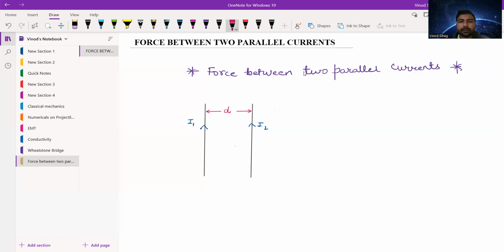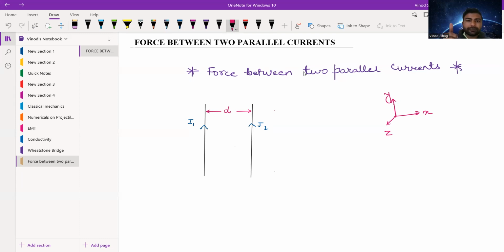So here we are going to take the coordinate axis like this: x, y, and z. As per the right hand thumb rule, the direction of magnetic field due to the first conductor wire is, if we hold the first conductor wire in our right hand, then the direction of the thumb and the direction of the current should be the same. So it is in the upward direction.